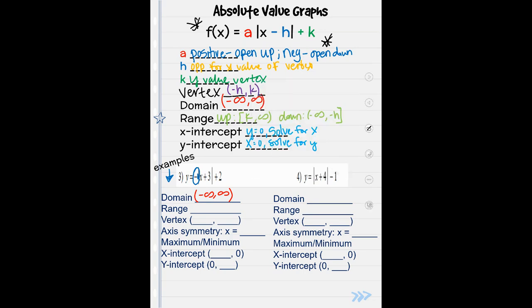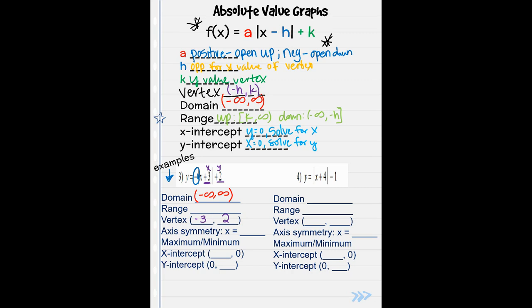So our vertex is going to be the opposite of this for my x, and then this, just as it is, for the y. So if it's +3, it's going to be -3 for x. If it was -3 up in our equation, it would be +3. So we do the opposite sign there. And the y, we don't change anything. Since it's positive 2, it's coming down as a positive 2.